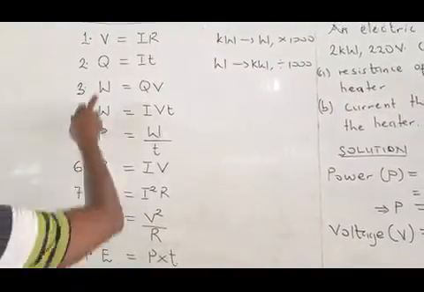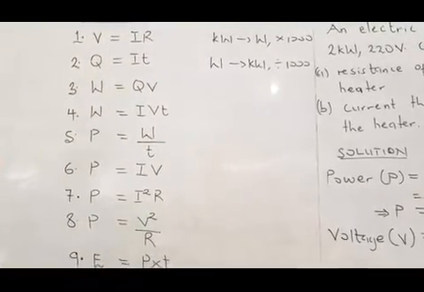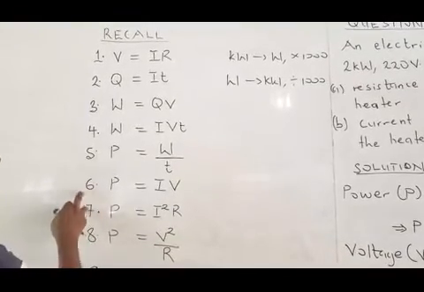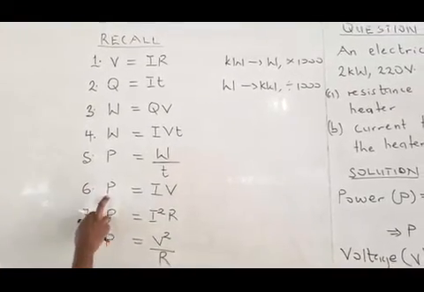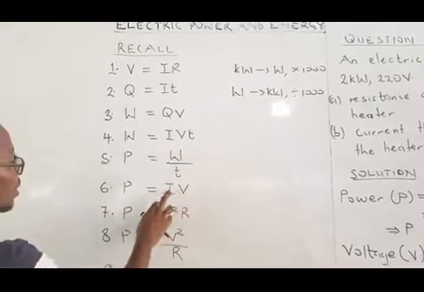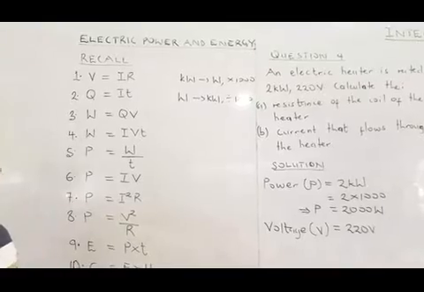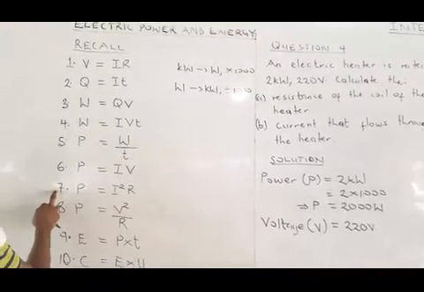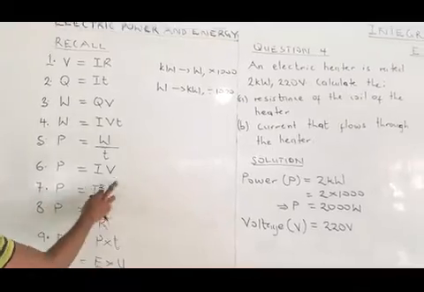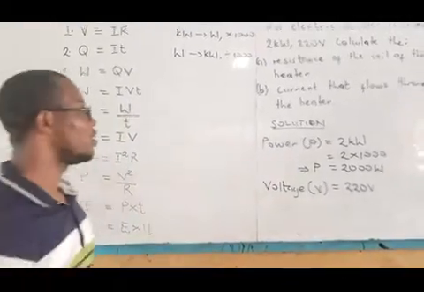From the question, we have the voltage, we've calculated the resistance, so you can make I the subject. Alternatively, you can also use equation 6, P equals IV. We have the P, we have the V, so you can make I the subject. And then you can also decide to use equation 7, P equals I squared R. We have the P, we've calculated R, so you can make I the subject.